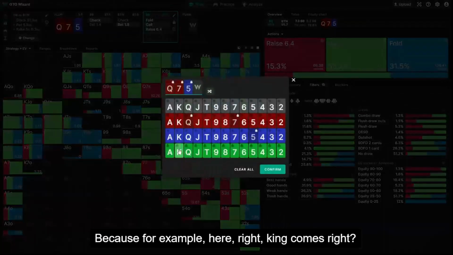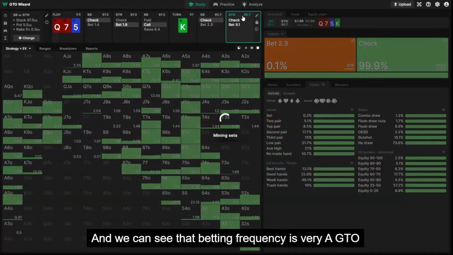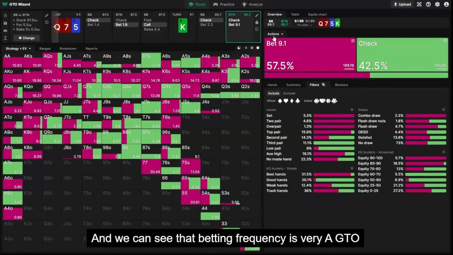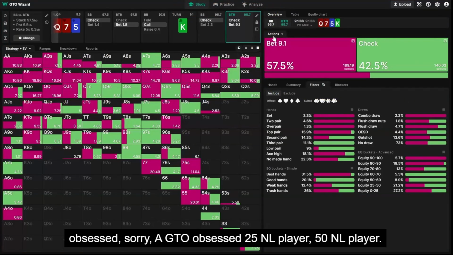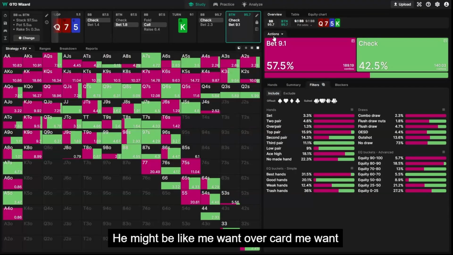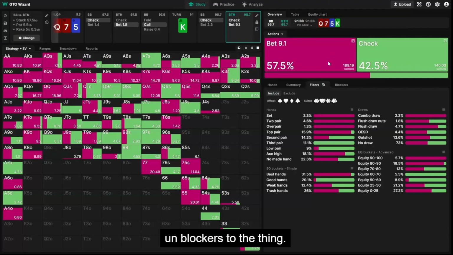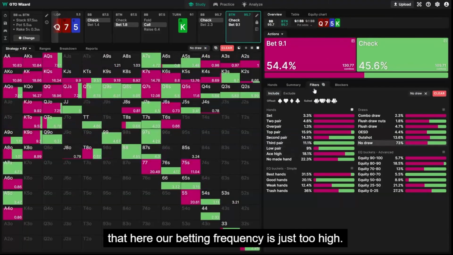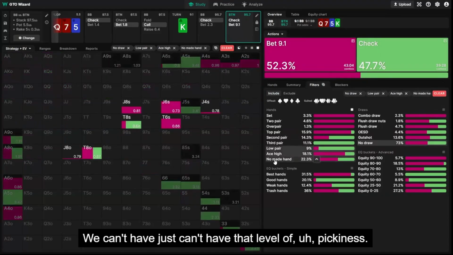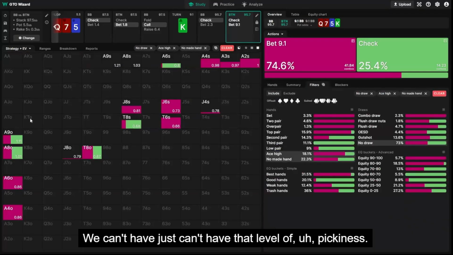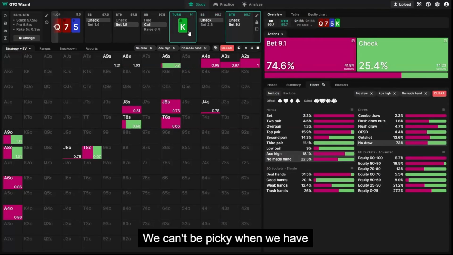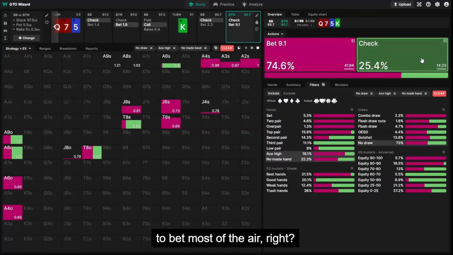Because, for example, here, a king comes, right? And we can see that betting frequency is very high. A GTO obsessed 25 NL player, 50 NL player, he might be like, me want overcard, me want unblockers. But the problem with that thought is that here our betting frequency is just too high. We just can't have that level of pickiness. See, it's just almost everything. We can't be picky when we have to bet most of the air, right?